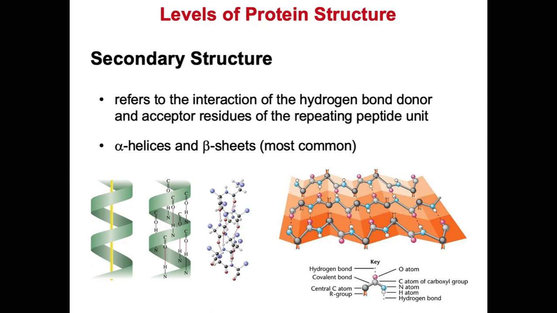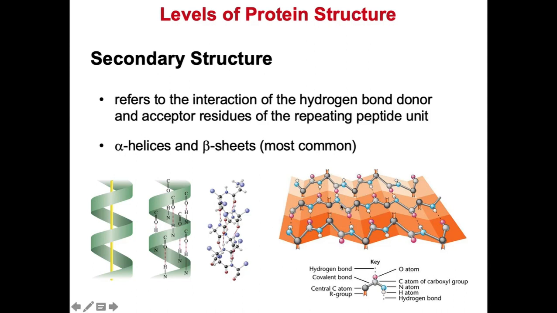Secondary structure refers to the interaction of the amino acids, and it's usually to do with hydrogen bonds. So the most common forms of secondary structure are alpha helices, and here we can see these on the left. So the polypeptide chain wraps around itself and is linked together by these hydrogen bonds to form this helical structure.